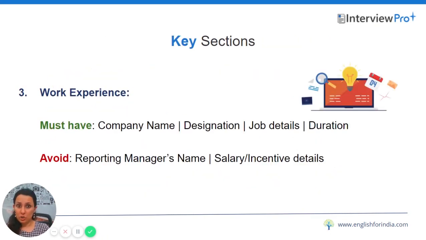Another key section that should be included is work experience. When you're talking about your work experience, it is better to mention the company name, your designation, job details, and the duration. You should obviously avoid things like your salary, incentives, your reporting manager's name, and the reason you're leaving the job. These questions can be answered in an interview, and you need not specifically mention it in your resume.